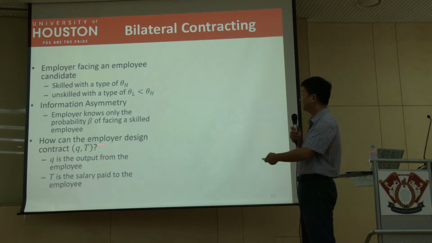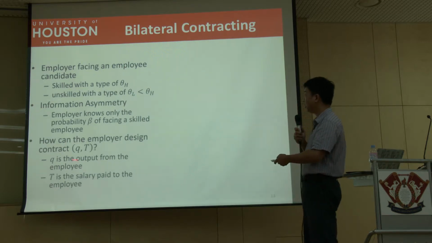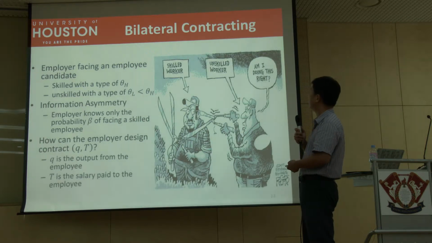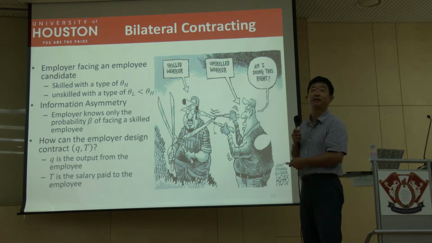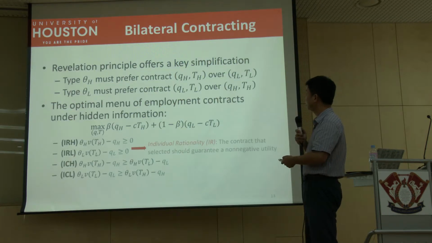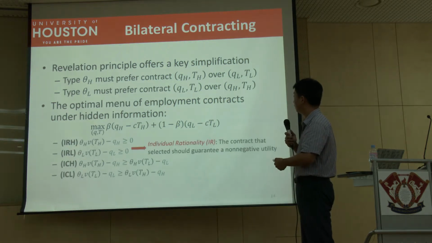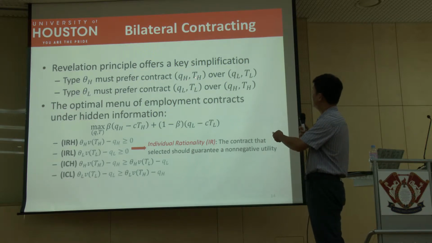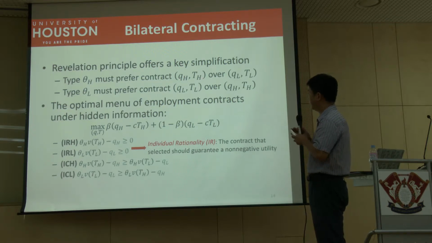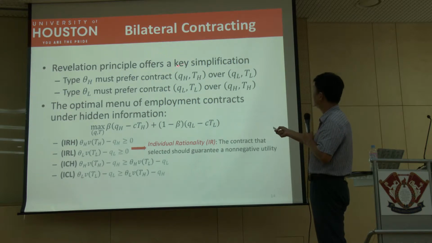And then we define a contract. So Q is the output from the employee. T is the salary paid to the employee. So basically, you are a skilled worker or an unskilled worker. What we do is that, for the high type, I have a contract of Q and T. So Q is the product. You can generate the product, and T is the payment.